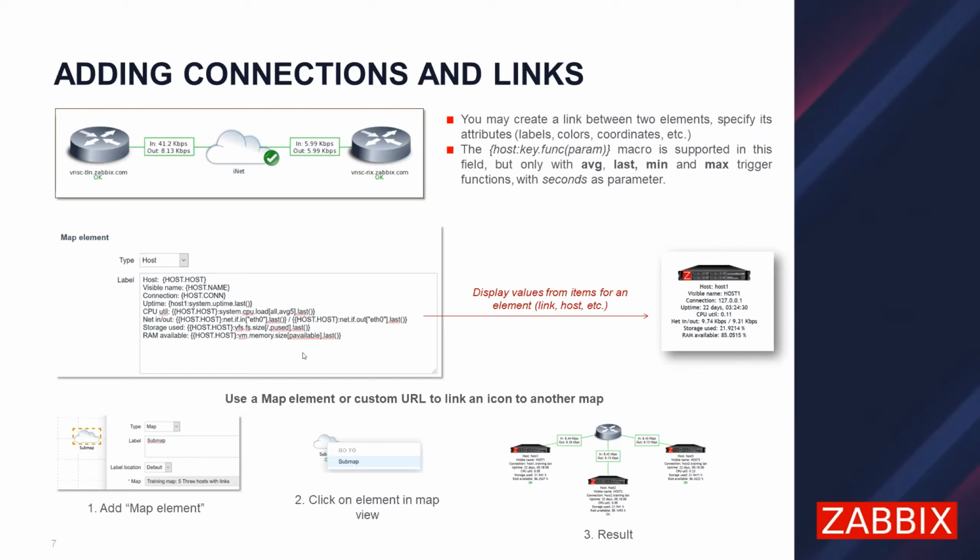You can easily link one map to another by using a map element or custom URL. One way is shown here. So, for example, you define a map element, then you define a URL to which this map element refers, and upon this click, you can navigate to a different map and thus link maps together. So you can have a stack of maps, for example.